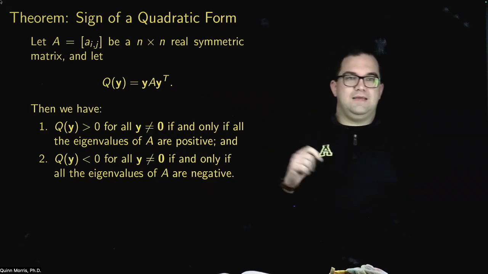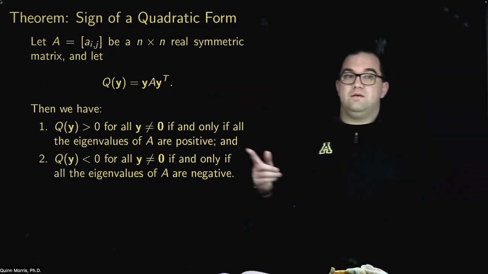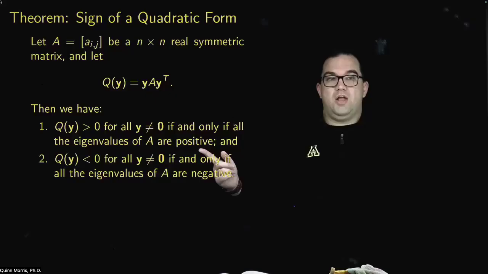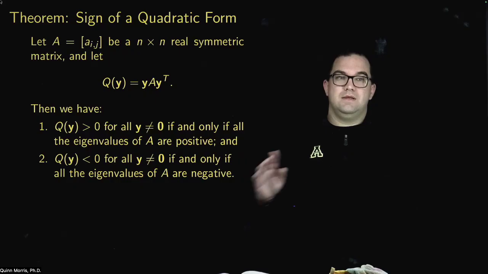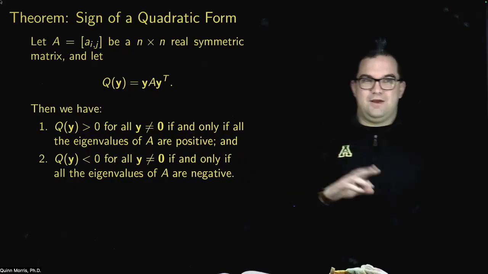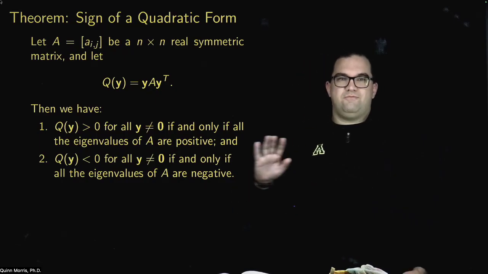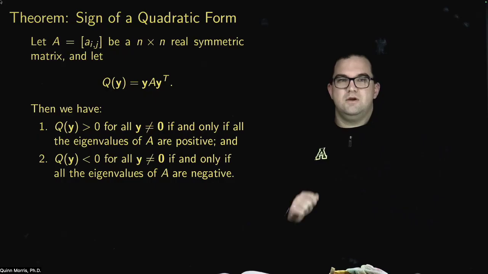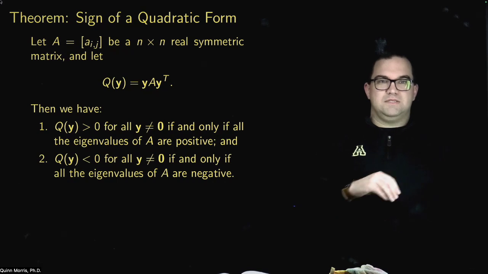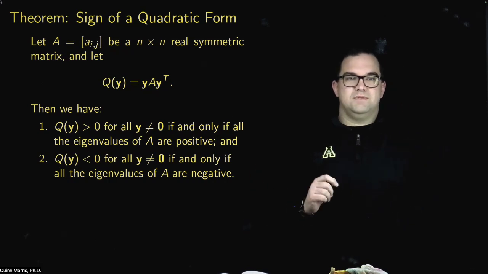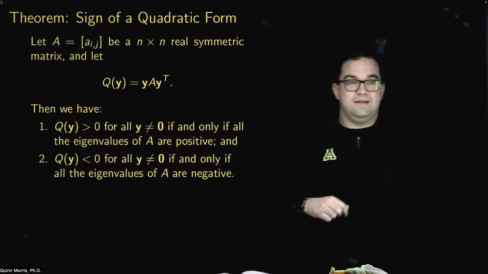So if Q of y is sometimes positive and sometimes negative, then you must have not all positive eigenvalues and not all negative eigenvalues. Now, there's some subtlety there. Things could be 0, but we'll see how that comes into play in a little bit. For the most part, what we're going to make use of is that the quadratic form is positive if and only if all the eigenvalues of the matrix are positive, and the quadratic form is negative if and only if all the eigenvalues of the matrix are negative.